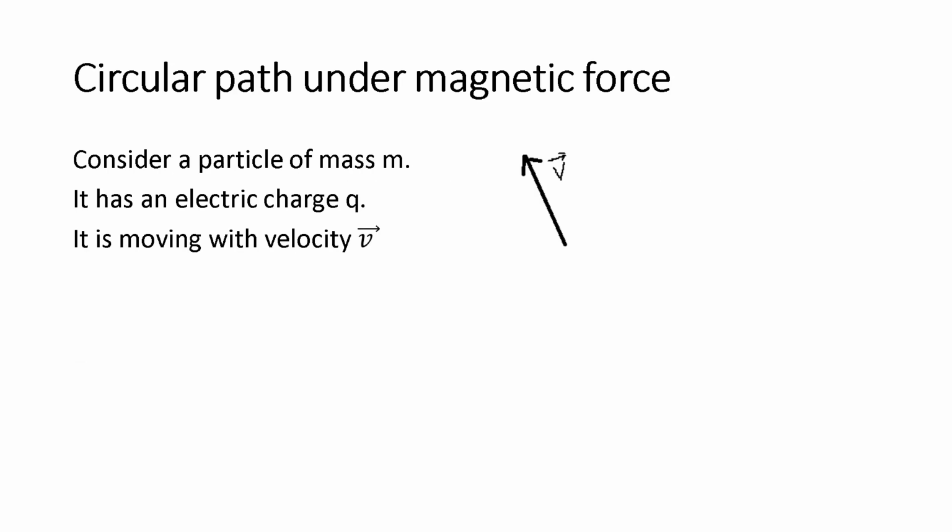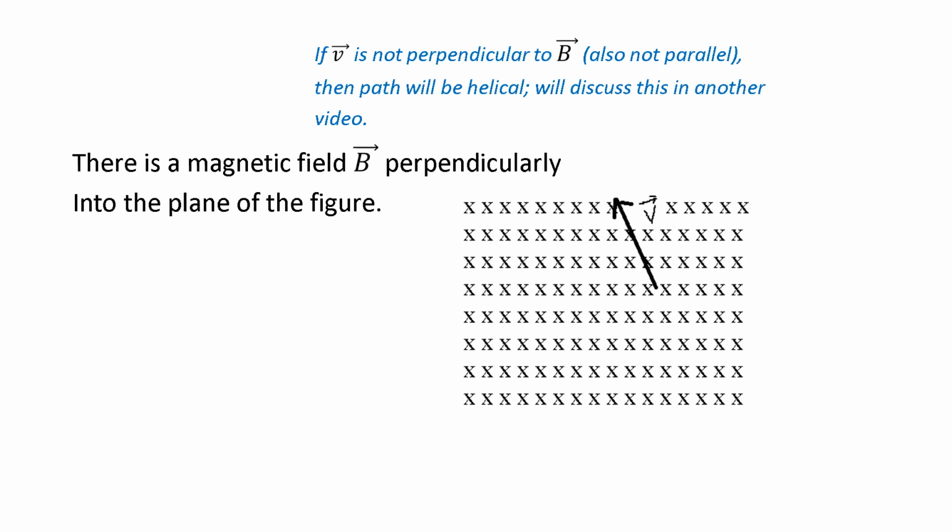Consider a particle of mass m having electric charge q and moving with velocity v. Suppose that there is a magnetic field B perpendicularly into the plane of the figure. So you can see that the magnetic field vector is perpendicular to the velocity vector. Now, if you want, you can also assume that the magnetic field is perpendicular out of the plane of the figure. The only thing you need to make sure is that the magnetic field is perpendicular to velocity.